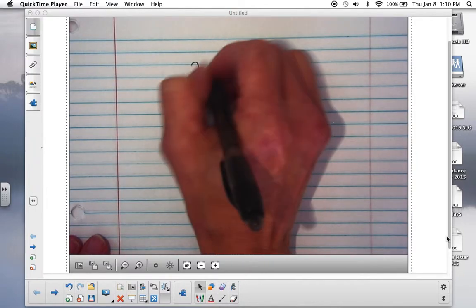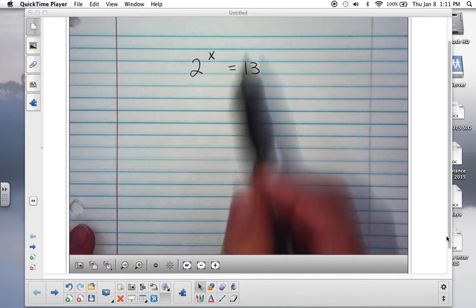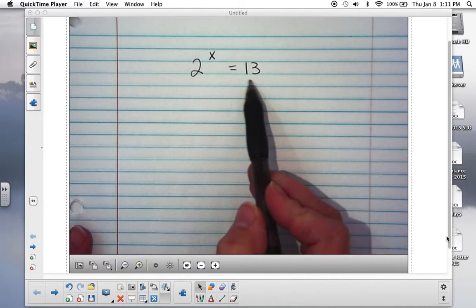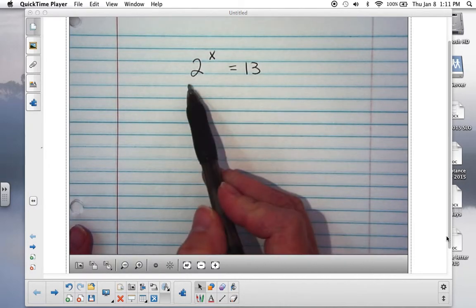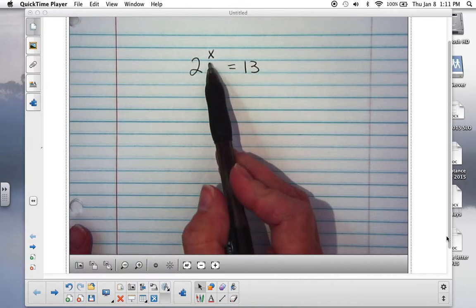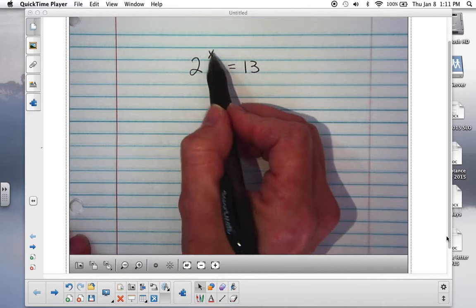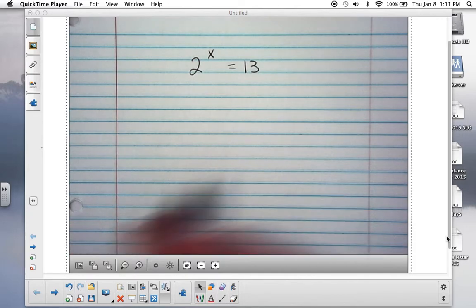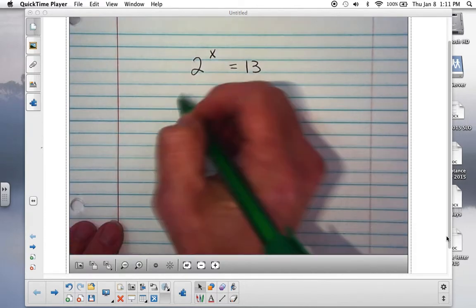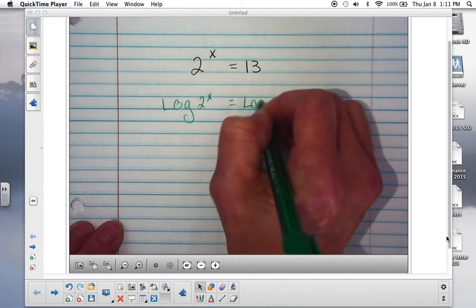Number 1, there's no logs anywhere in the equation. It just looks like this. And you might say, well, the x is up high, I'll get common bases. But I cannot get a common base here. Obviously, 2 to no power makes 13, which means this is not going to be an integer. It's going to be some decimal. The only way to get the x out of the top and to bring it down is to add a log into both sides. So we're going to go log of 2 to the x equals log 13.